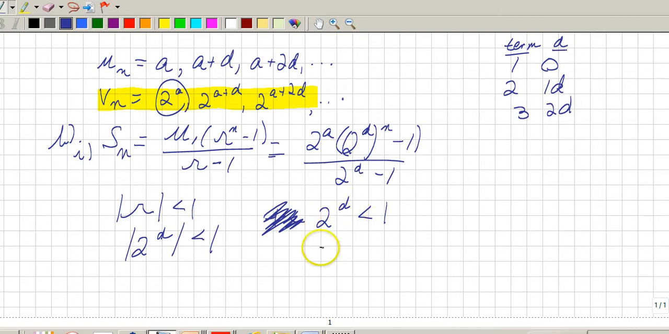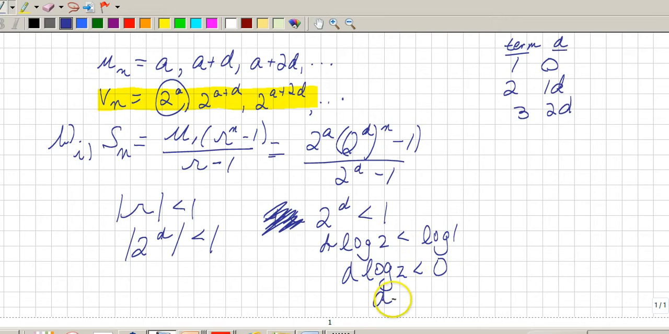So to solve this for d, let's take the log of both sides, so we get d log 2 is less than log 1. And the log of 1, of course, is 0. Then divide both sides by log 2, so d has to be less than 0. So those are the values of d that will make that converge so that the series exists.